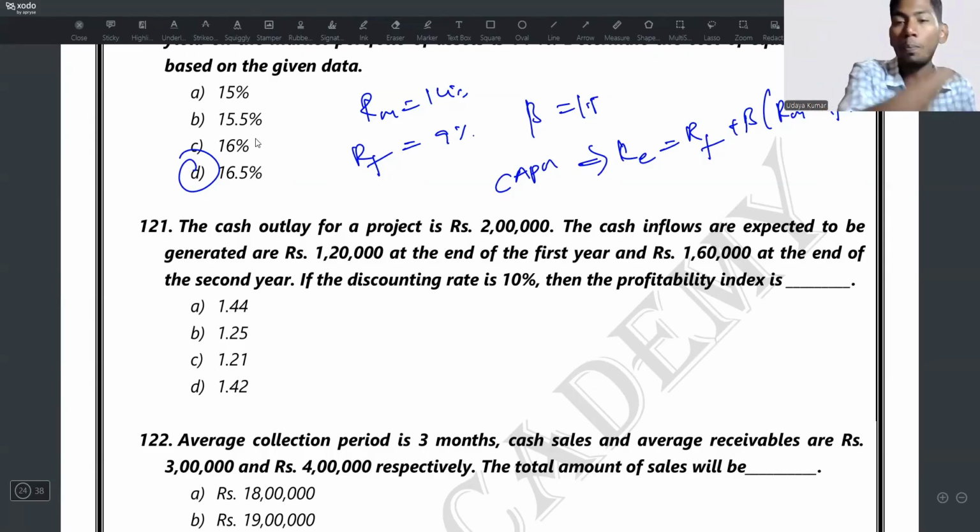So 1,20,000 to the present value, 1,60,000 to the present value. Then you have to use the formula: present value of cash inflows divided by the initial cash outlay, which is nothing but 2 lakhs. If you substitute in the formula, you will get the answer, which is 1.21, approximately.